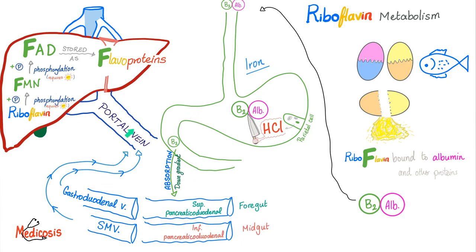After you absorb it, it ends up in the liver, and then riboflavin, you phosphorylate it. Where do you get the phosphate from? From ATP. And then it becomes FMN. You can stop here or you can continue. Another phosphorylation. You get the P from ATP. And then it becomes FAD. You can store it in the liver as flavoproteins.